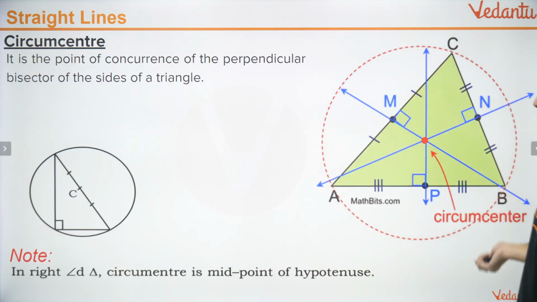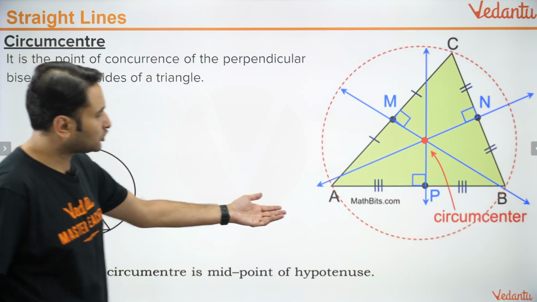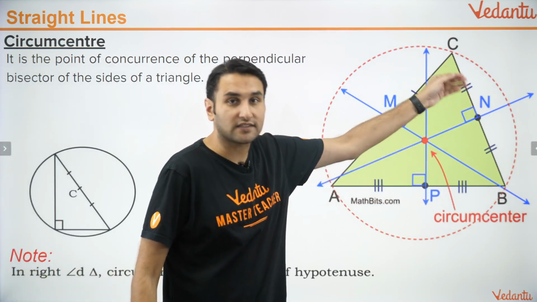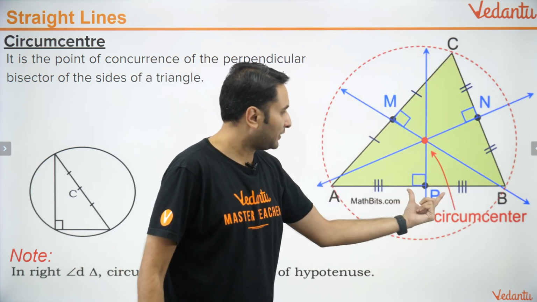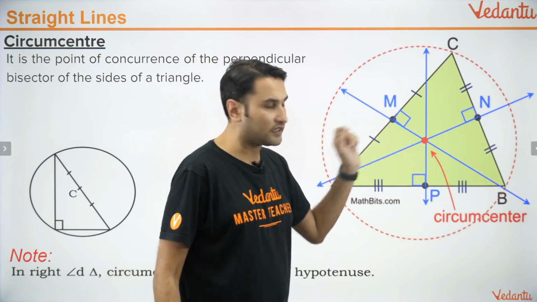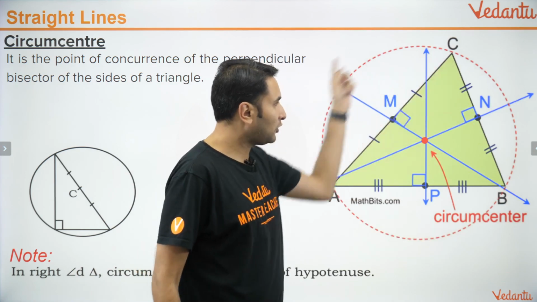Now look at this. This is the circumcenter. Circumcenter क्या होता है बच्चों? It is the perpendicular bisectors का point of intersection. So AB perpendicular bisector. This is the line BC, CA, where they intersect. Circumcenter. All right.